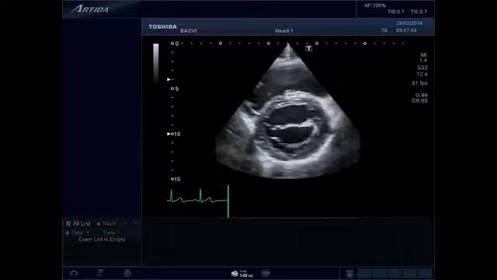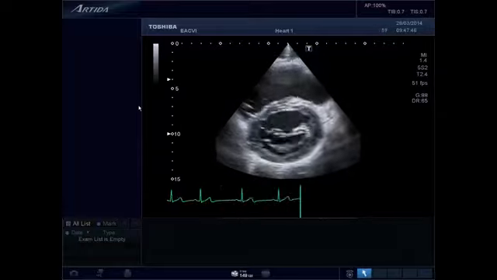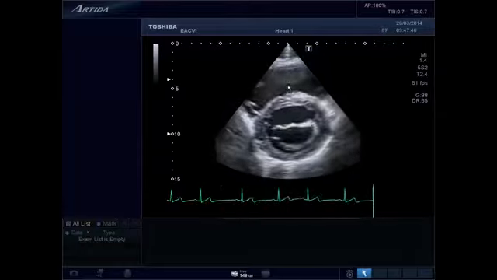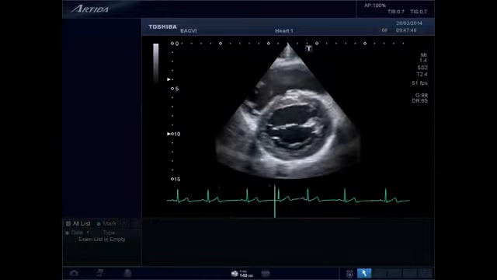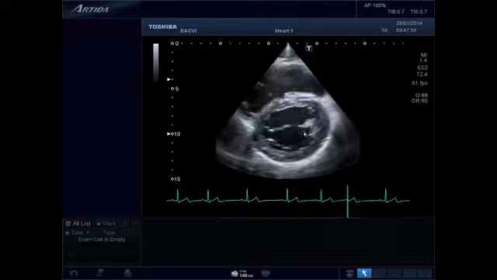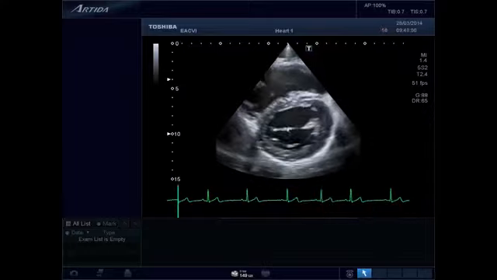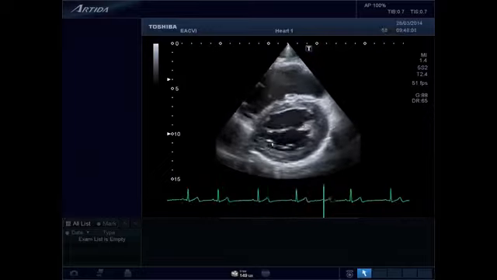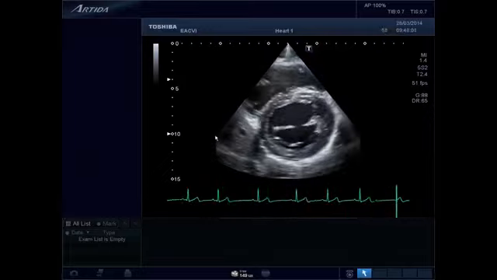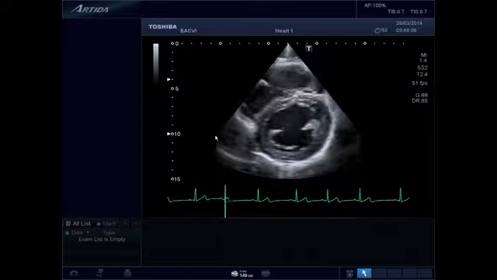So here, on this view, I will see the right ventricle, the left ventricle, which is in a short axis view, and the mitral leaflet with the anterior leaflet and the posterior leaflet. So I am appreciating the morphology of the leaflet.